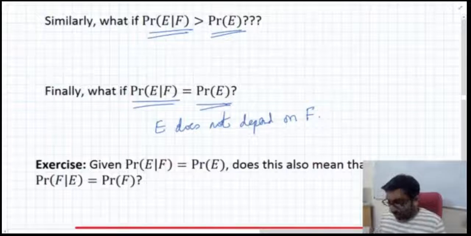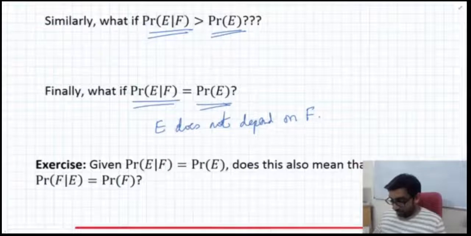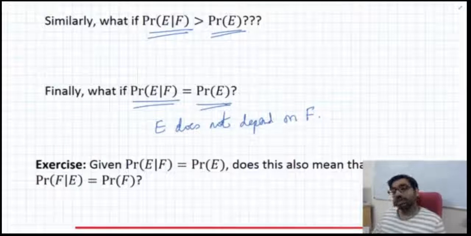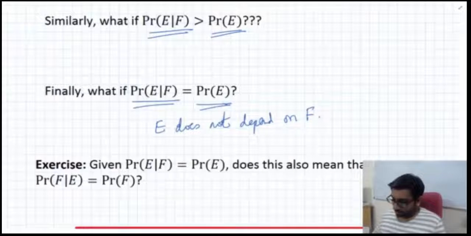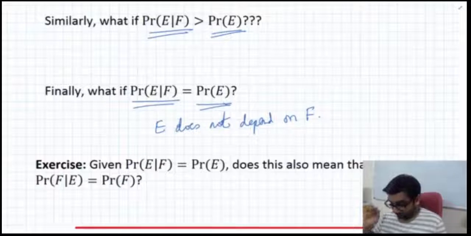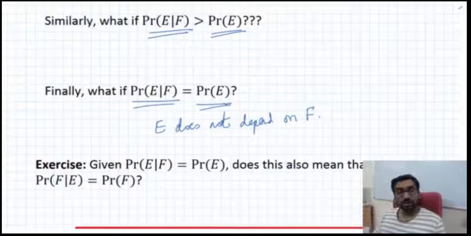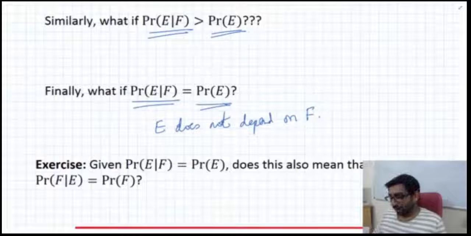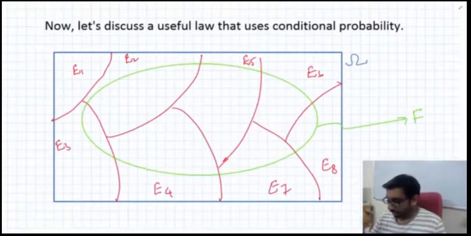Okay. Now the question is, given that the probability of E given F is equal to the probability of E, does this also mean the other way around, where the probability of F given E is equal to the probability of F? Now what do you think? Try to work this out, because this is an interesting question.